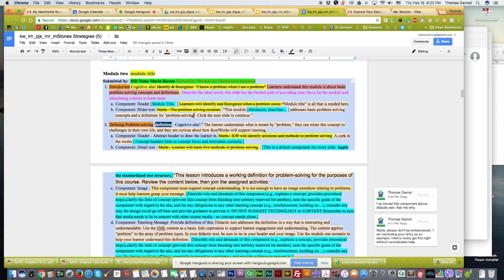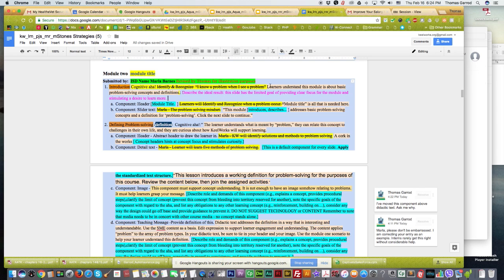So the introduction is the first slide. Your cognitive aha is that people know the name of the module and know what to do next. It's a very simple cognitive aha. Learners understand this module is about basic problem solving concepts and definitions. I'm using this highlight for comments that I put in. So that's what should be here for this.